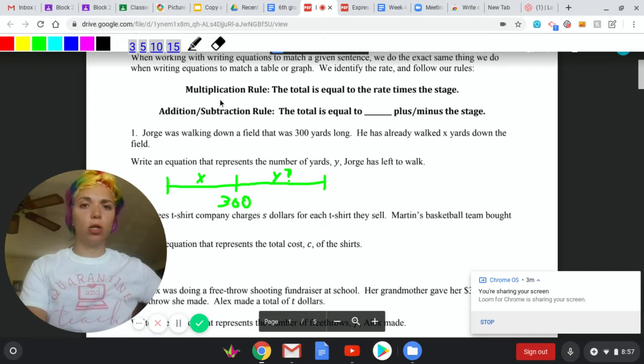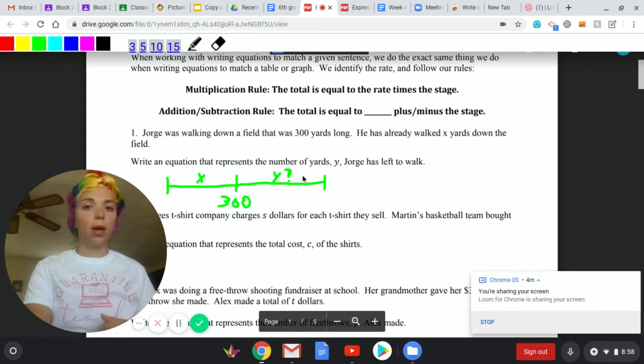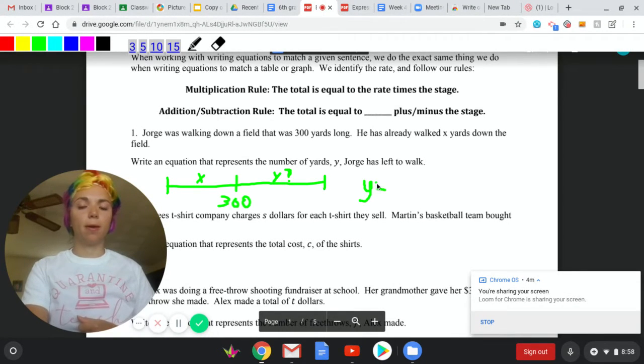So when we're looking at the multiplication rule, it says the total is equal, not the right one. The addition and subtraction rule says the total is equal to blank plus or minus the stage. So we have the total. So we've got to figure out, do I add on X or am I going to subtract it to solve for Y? Since it's the total, I can't add on X because that would make my total larger. So I know I'm going to have to be working with subtraction. And I'm solving for Y. So Y is going to be on one side of my equation. Y equals, and then we have our total, 300 yards.